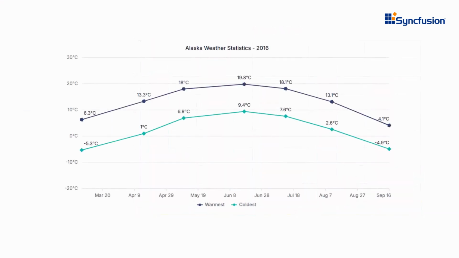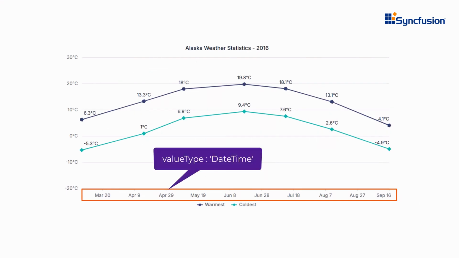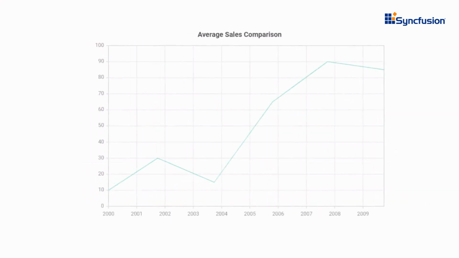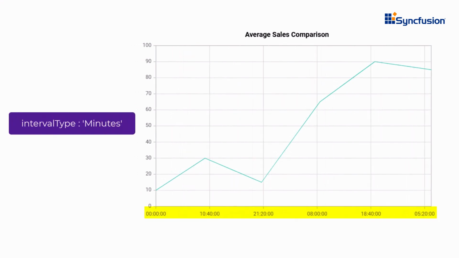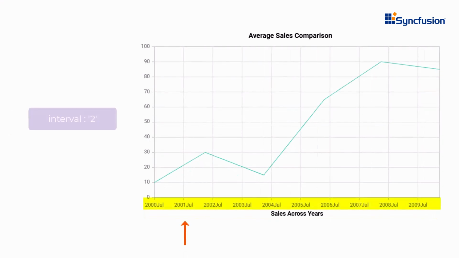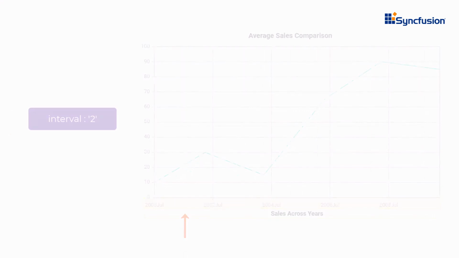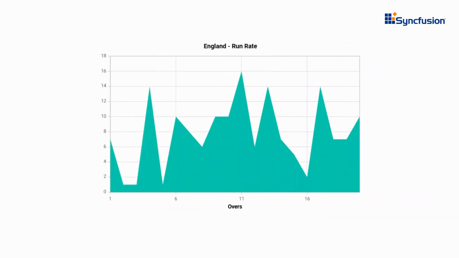If your chart includes time-based data, choose the DateTime valueType. It helps you display values accurately along a timeline. You can show intervals in years, months, days, hours, minutes, or seconds by setting the intervalType and refine the spacing with interval. Once you've defined the type, you decide how your axes behave and appear.